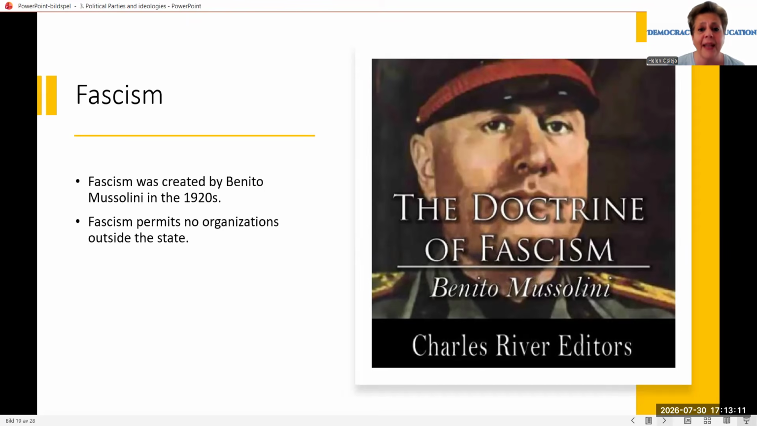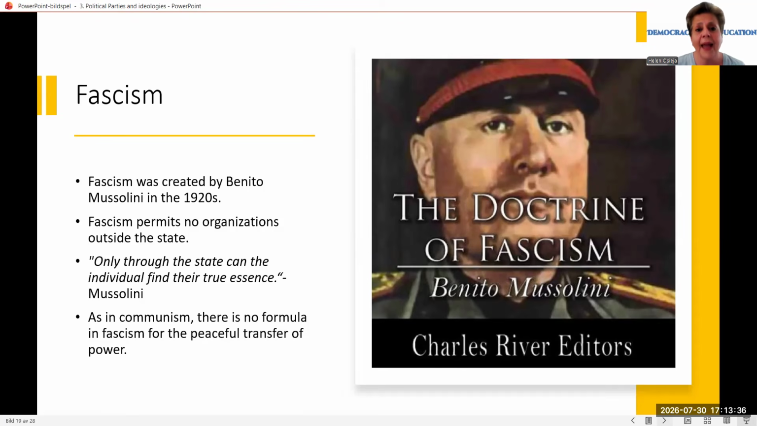Fascism does not permit any organization outside of the state. In other words, no pluralism whatsoever. And Mussolini said that only through the state can the individual find his or her true essence. In other words, the individual is nothing without the state. As in communism and in National Socialism, there is no formula in fascism for the peaceful transfer of power.